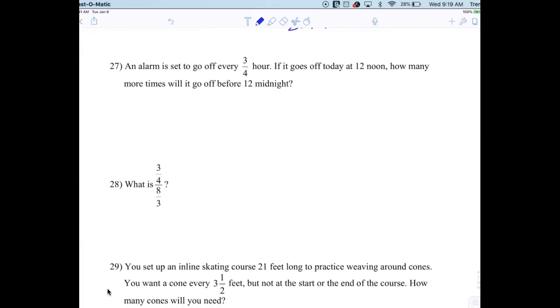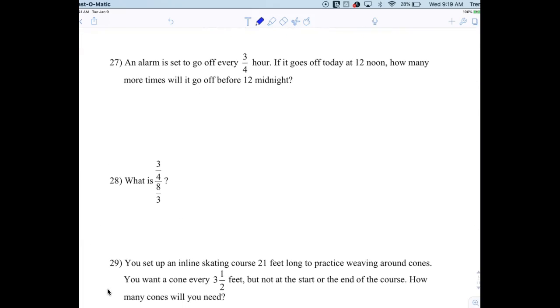So here we go. Number 27. Read it. Come on now. Serious stuff. Okay, so this one's kind of tricky now. So what am I doing? Yeah, 12, because there's how many hours, guys? 12 hours, right? So it's going to go off.